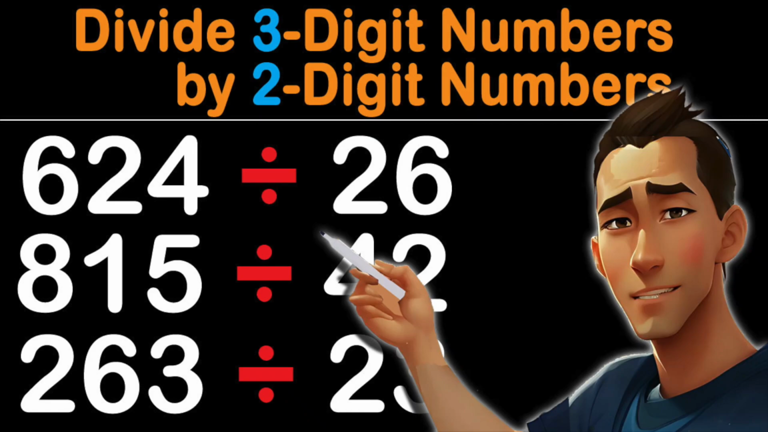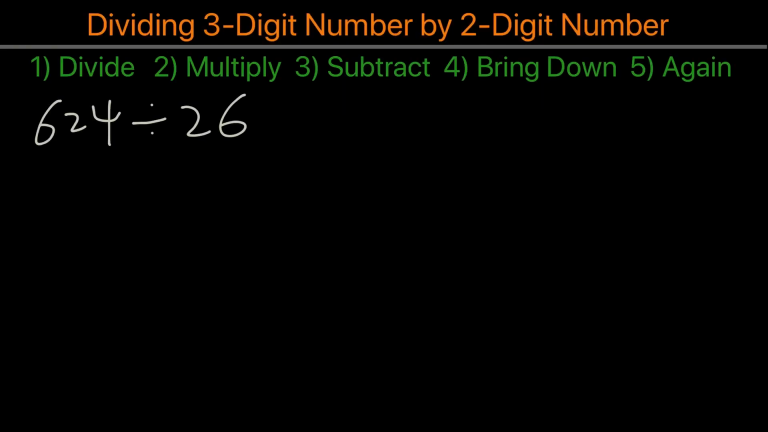In this video, I'll be going over how to divide 3-digit numbers by 2-digit numbers. The 5 steps of division are: we first write out the division problem, multiply, and then we subtract, bring down the number, and then repeat the process again.